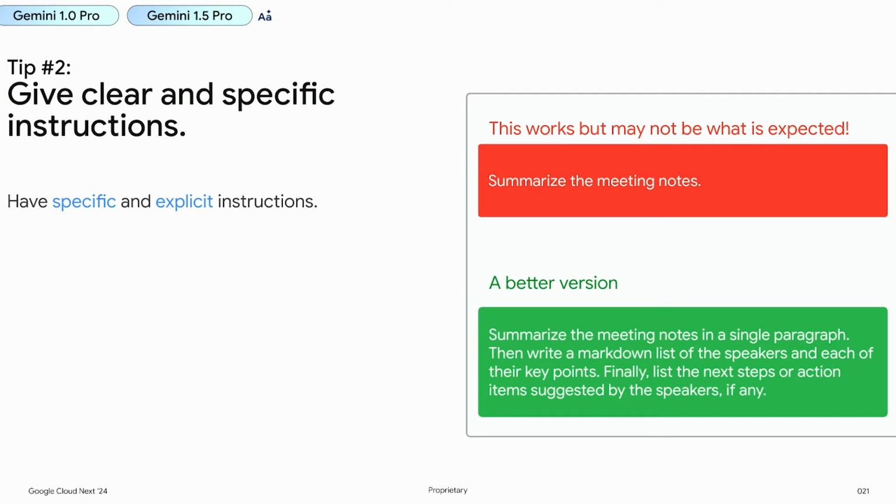So along with tip number 1, Gemini follows terse instructions as long as they are very clear and specific. I know it sounds banal and simple, but this is actually often ignored. So here in the example, you have a very simple instruction: summarize meeting notes. So which works, the LLM is going to respond, but the response is not going to be as good as the modified version here, which basically gives much clearer, specific, explicit instructions for the LLM. For example, summarize the meeting notes in a single paragraph, write a markdown list of the speakers and action items that are available. So the response is going to be a lot better.